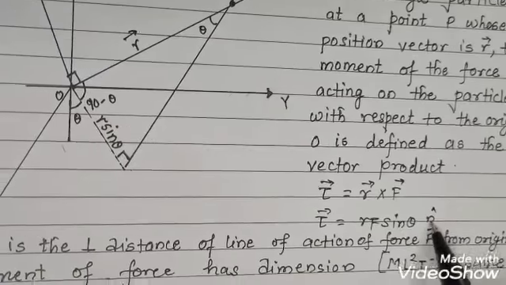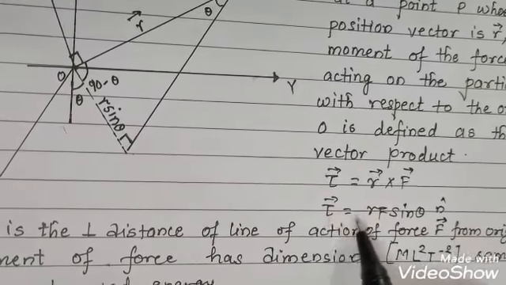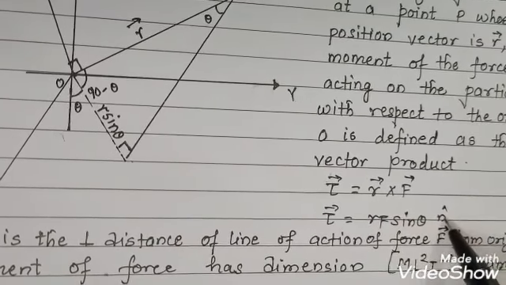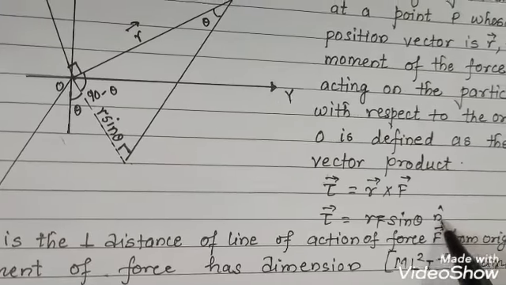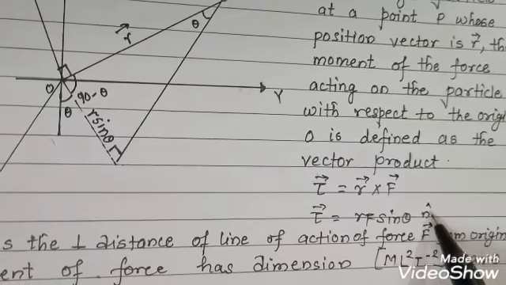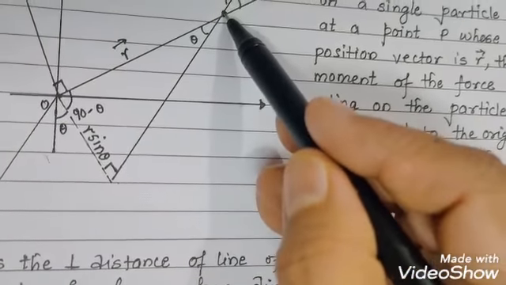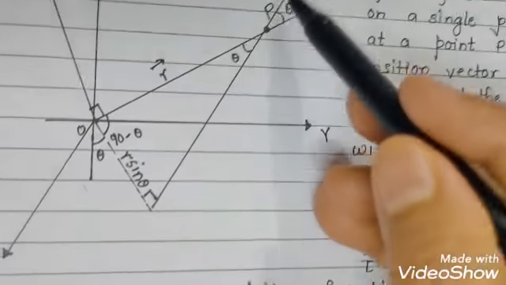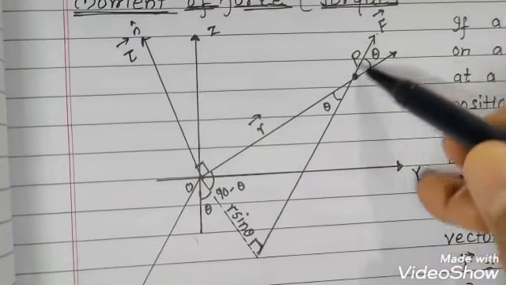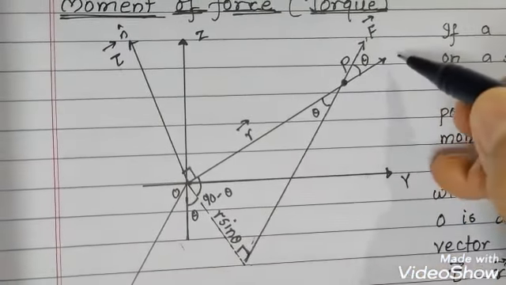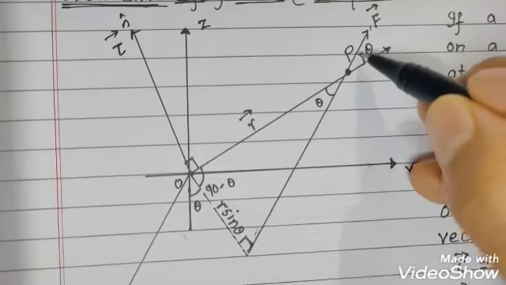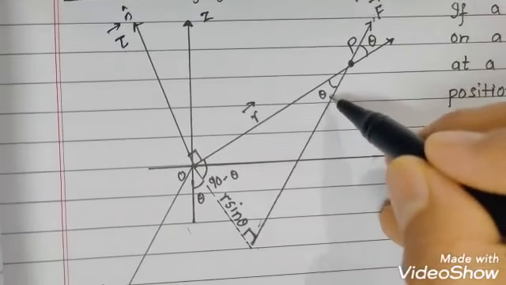This is the n cap. That means the magnitude of tau, that is the magnitude of the torque, will be given by rF sine theta, and the n vector here is the unit vector representing the direction of the torque. So you will see that at this point this is the position vector of P, and this is the line of action of the force. So this line is representing r, and this is F, and the angle between them is theta here. So this is also theta here.